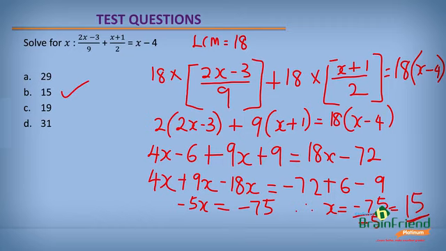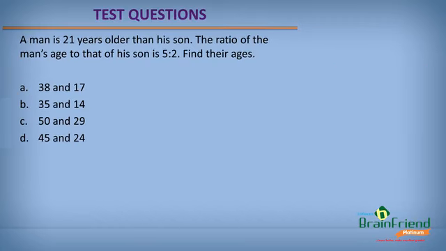Now to our last test question. A man is 21 years older than his son. The ratio of the man's age to that of his son is 5:2. Find their ages. So when solving word problems, the first step is to designate a letter to the unknown. So let the son be x years old. If the man is 21 years older than his son, that means the man is x plus 21.